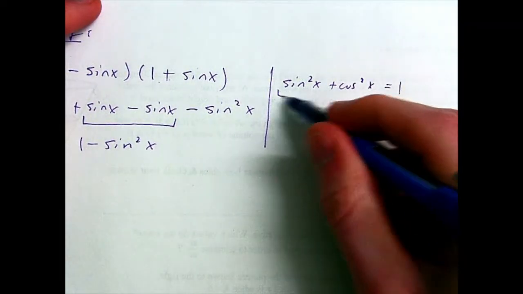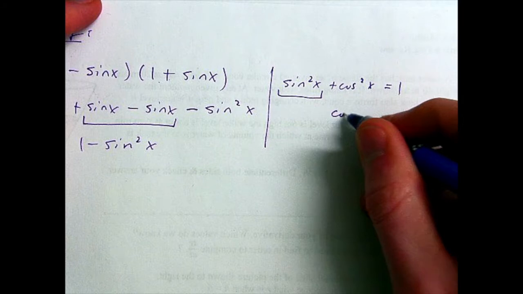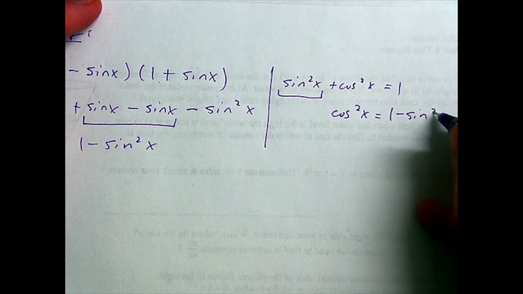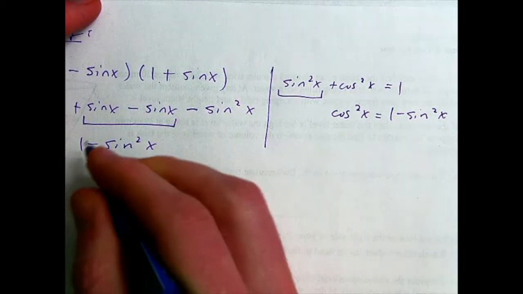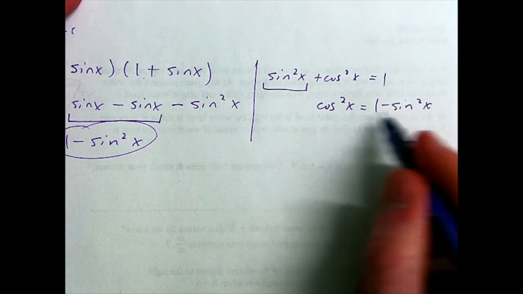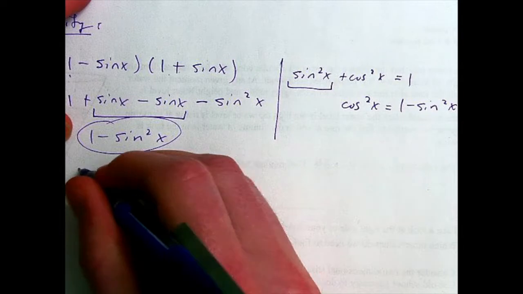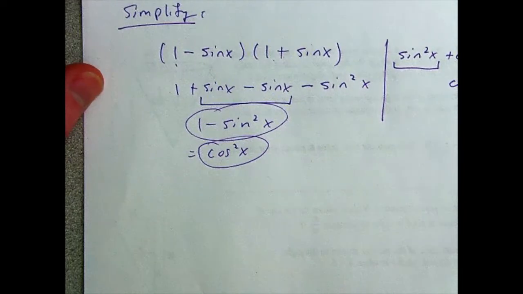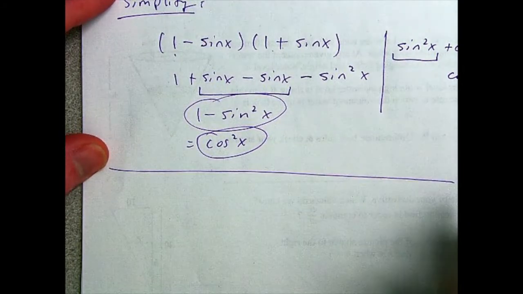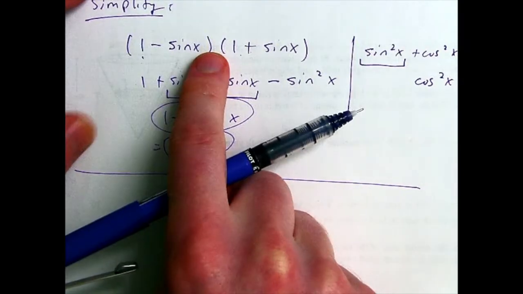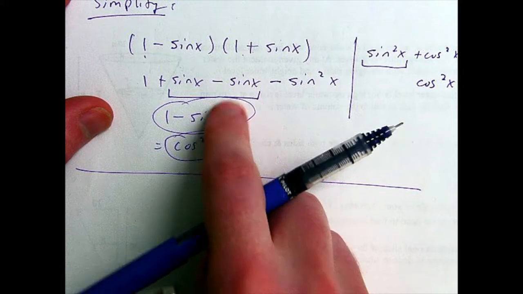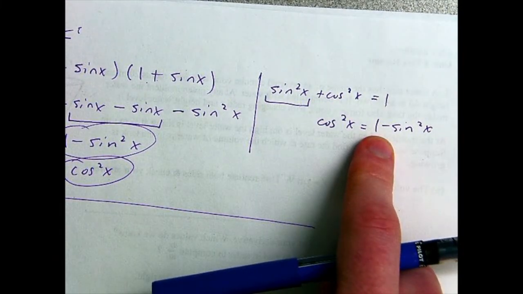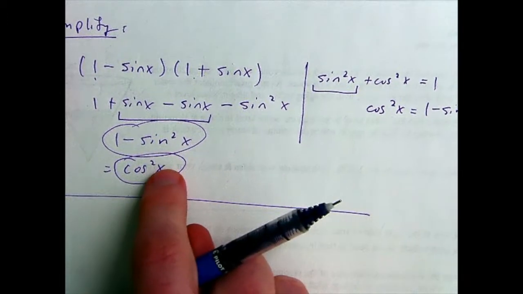If you subtract sine squared x from both sides of that Pythagorean identity, it tells you that cosine squared x is 1 minus sine squared x. So this expression that we have here is in fact equal to cosine squared x, which is about as simple as it's going to get. So that's that expression simplified. So what did we do here? We used algebra to multiply this out, but then we used one of the Pythagorean identities that we'd already established to go one step further.